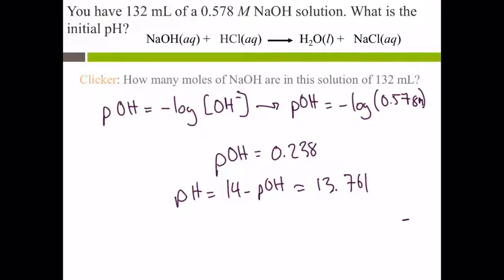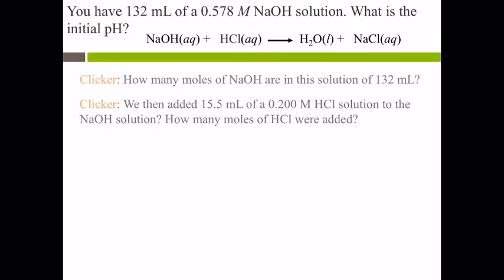Because we're using logarithms, only the number past the decimal is significant. So this is 3 sig figs, which means we go 3 past the decimal. We'll talk more about this in class. Okay, so now we know how many moles of sodium hydroxide there were: 76.296 millimoles of sodium hydroxide.